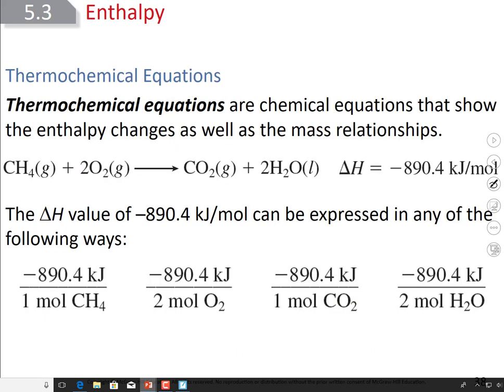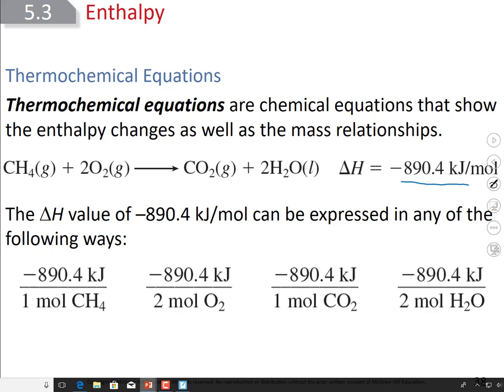All right. So a thermochemical equation is a chemical equation that has one extra component, and that is your enthalpy term. So here I have CH4. What is CH4? Methane. Good. This is methane. In this reaction, methane reacts with oxygen to make carbon dioxide and water. What kind of reaction is this? Combustion. So it is burning, right? I have a delta H value of negative 890.4 kilojoules per mole.